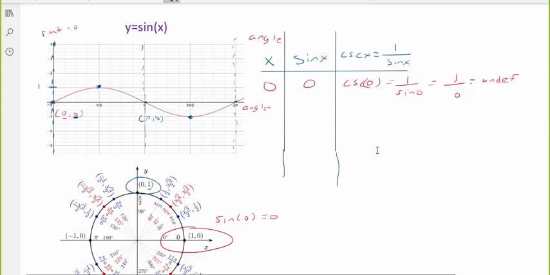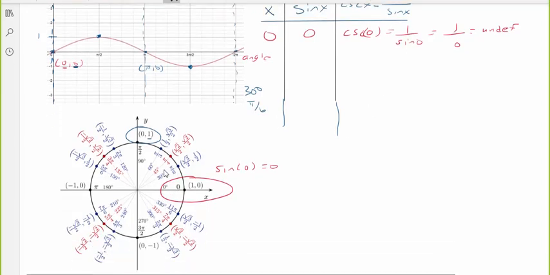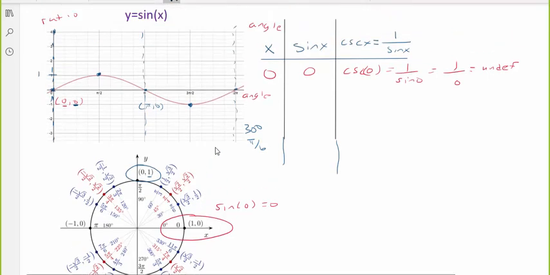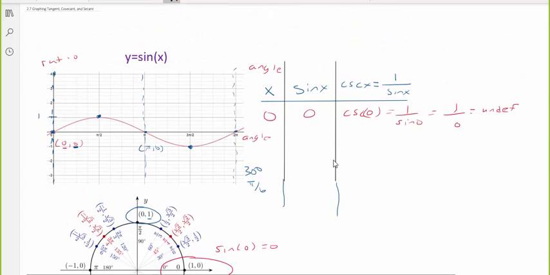Suppose that I look at, say, 30 degrees, or that would be pi over 6. If you looked at the unit circle at pi over 6 or 30 degrees, you'd see that the sine value is a half. Remember that the sine is the y value of the point on the unit circle. So sine of 30 degrees or sine of pi over 6 radians is a half. You could get that same information if you just looked at the graph. Well, not really. It's kind of hard to tell.